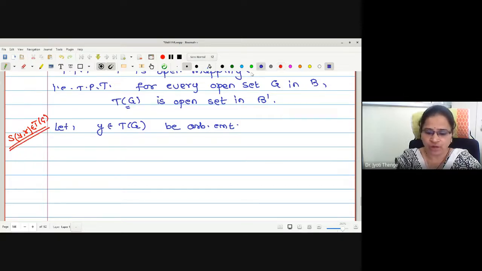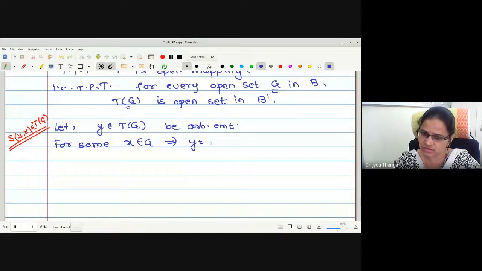To show this y is an interior point of TG, we will make use of the fact that G is open. If y is an element of TG, what is the meaning? There exists some element x in G such that y equals Tx. Y is the T image of some element in G, because y belongs to TG.